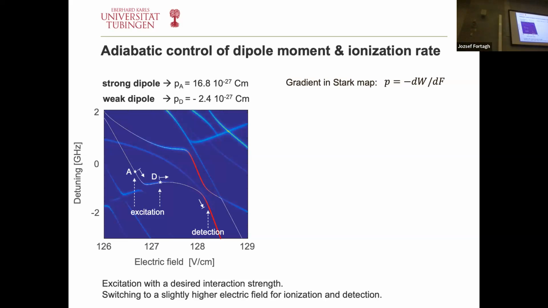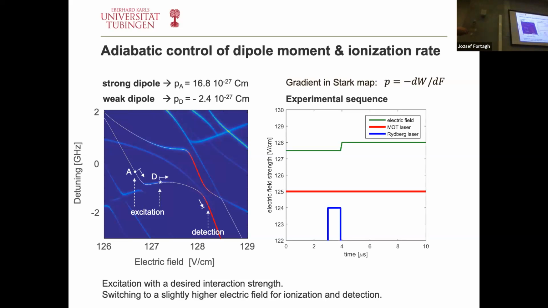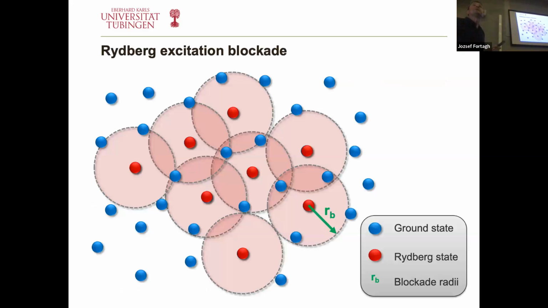For this, I look at an experiment in which we excite the Rydberg state in a gas, in a mode, for a given field, for example, for A, and then ionize it by increasing the electric field just by a volt per centimeter, or for a different strength, and then look at the Rydberg blockade, the dipole blockade. Essentially, strong interactions mean a large dipole blockade, weak interaction, weak dipole blockade.